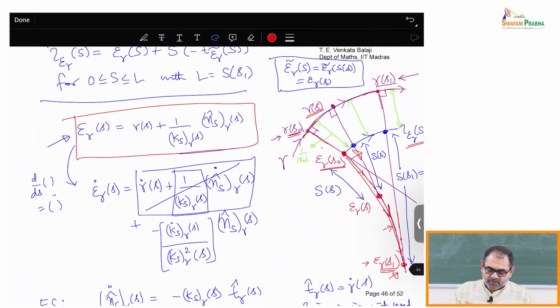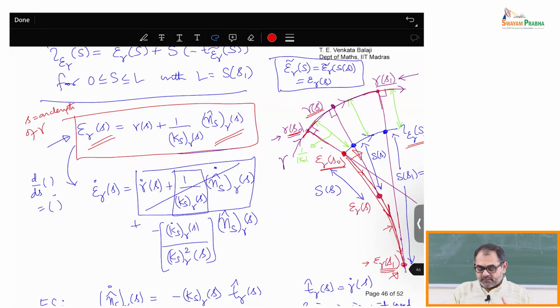So how do you get the evolute? Here is the equation of the evolute. Let me show this here. This is the evolute of gamma. But when we write the evolute of gamma, we are assuming that gamma is unit speed, and that's because we want to make use of the Frenet-Serret relations. So here you see S is the arc length of gamma, and you are writing the evolute in terms of the arc length of gamma.